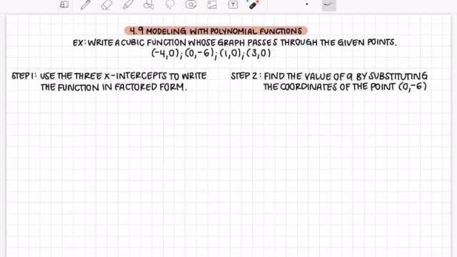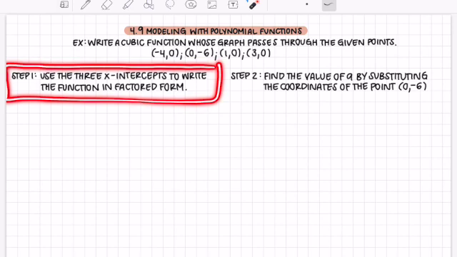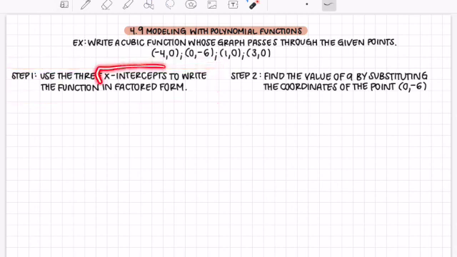So there's two steps that we're going to be completing here. The first one is step 1: use the 3 x-intercepts to write the function in factored form. It doesn't mean that there will always be 3, but in this case, we can identify 3 of them. If you remember, whenever you have an x-intercept, it always has an ordered pair where the y value is equal to 0. And the x could be any number, so I'll use the letter b.